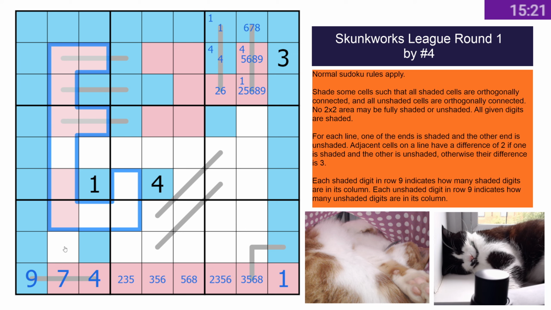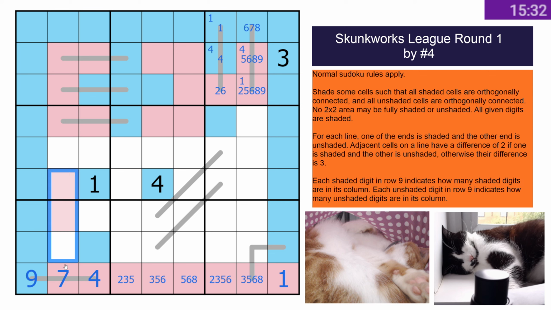So if that's blue, then all this is pink. Hmm. And if that's pink, then that's pink and blue. So there is still a couple of options there. So do I need to be thinking about digits?